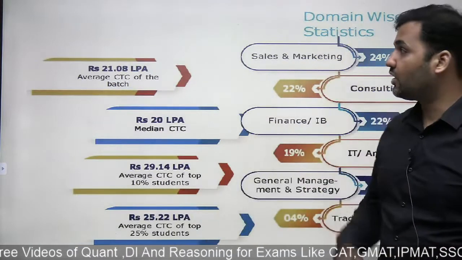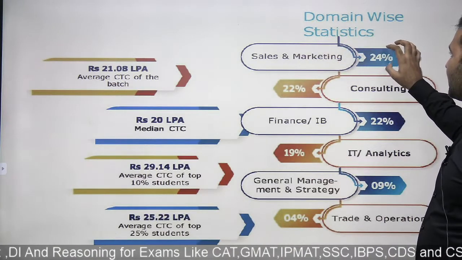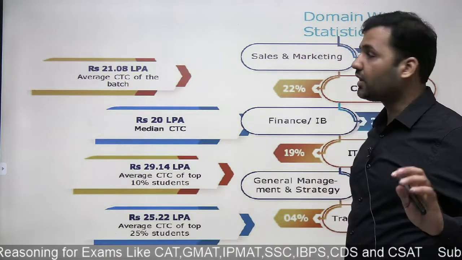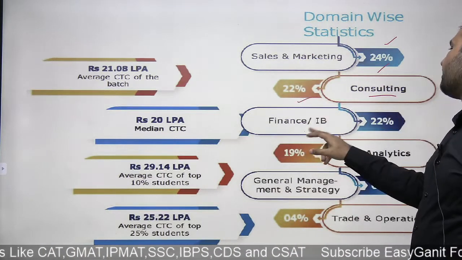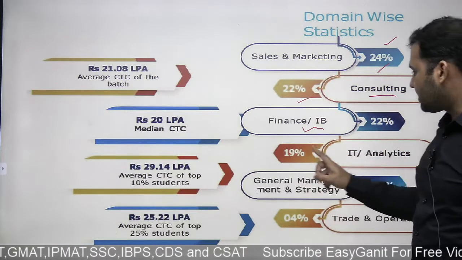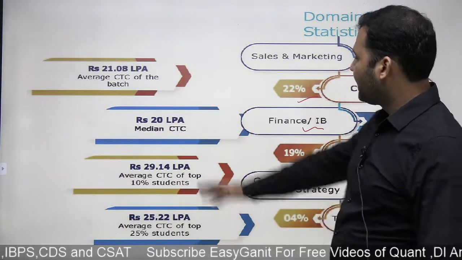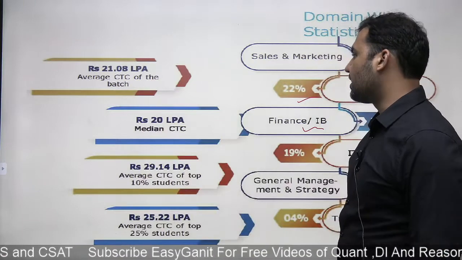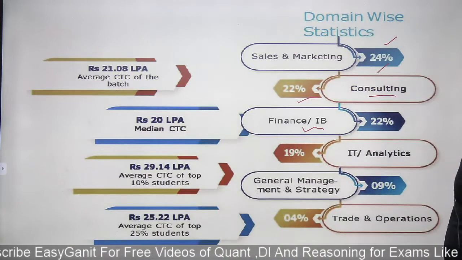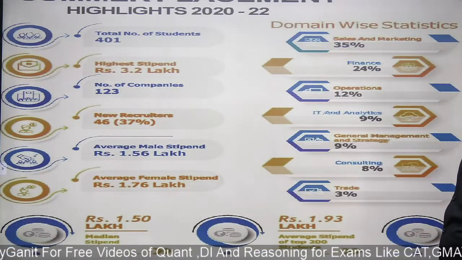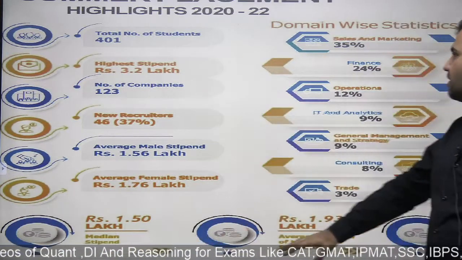Students think that if they go to IIFT they will get to work in foreign companies. Companies which are coming are from sales and marketing, 24% are taking. Nothing related to import export only. It's not that you only work in import export companies. Sales marketing 24%, consulting 22%, finance and international business 22%, IT analytics 19%, general management and strategy 9%, trade and operations 4%. Just have a look at it. You can see the median CTC is 20 lakh per annum. I guess these are the facts I just want to put across to you. Summer placements, again, I don't feel that's much important. These are the facts that you can quickly have a look at.